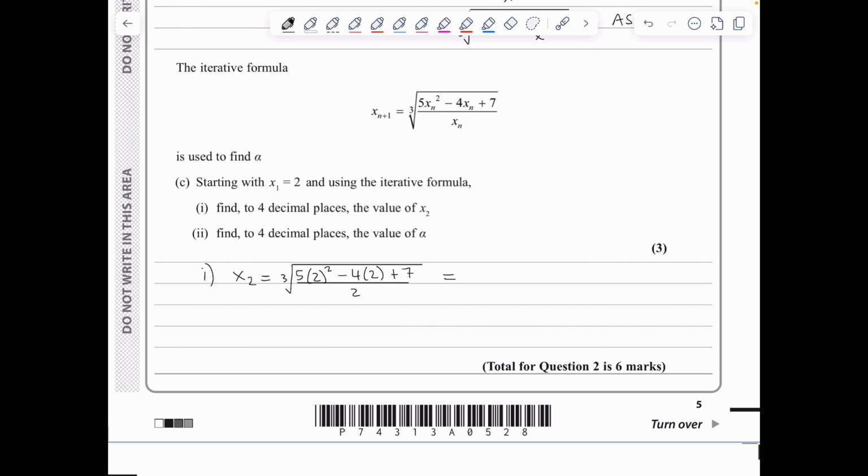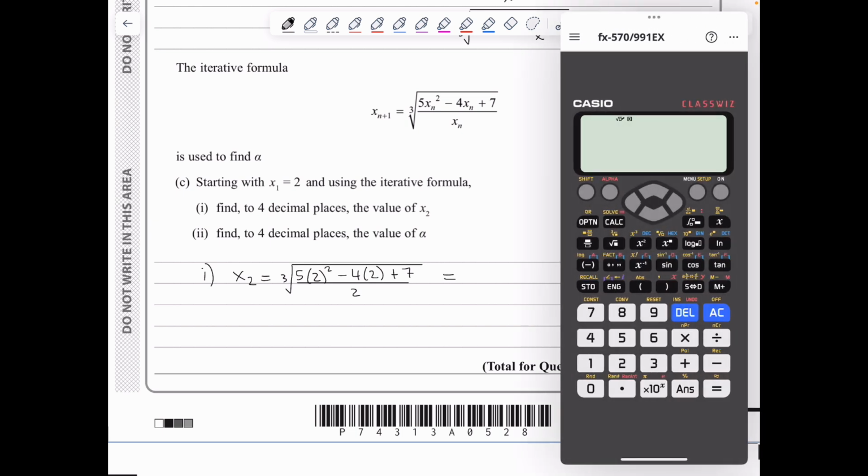So if I go on my calculator, I press 2 and the equal sign, and I take the third root, and I will write the expression there, 5 Ans squared minus 4 Ans plus 7, and everything divided by Ans. So each time I press the equal sign, we get a new iteration. I press it once, I get the value of 2.1179.